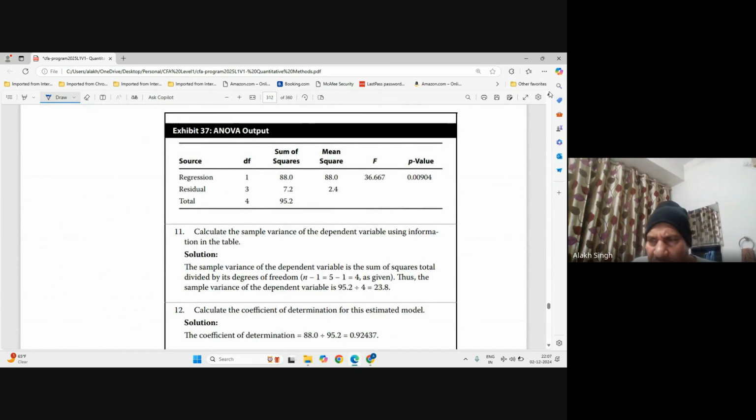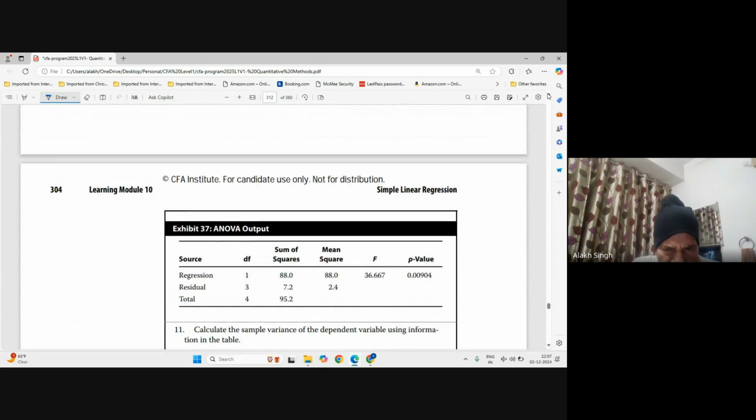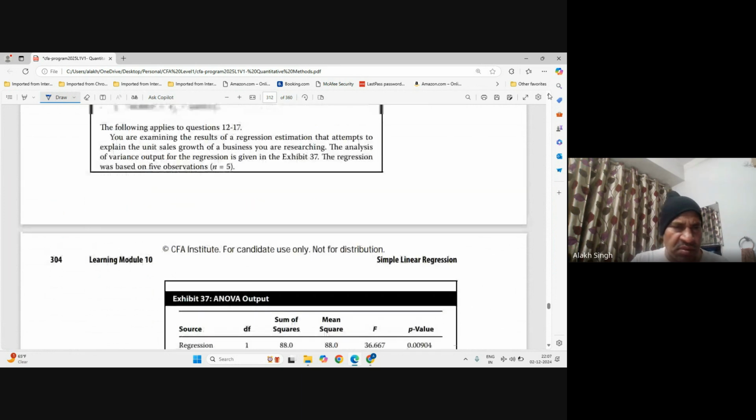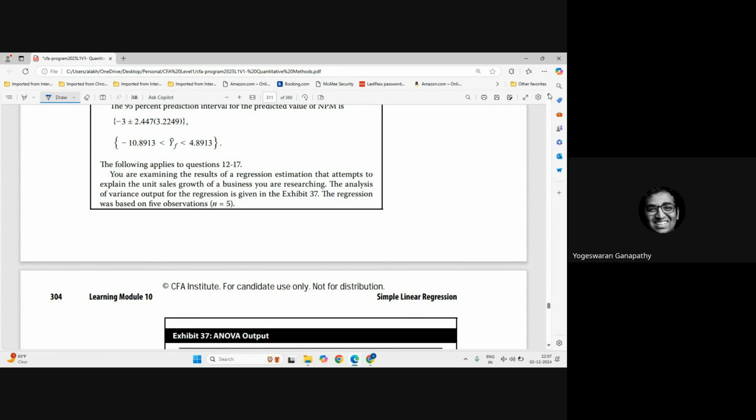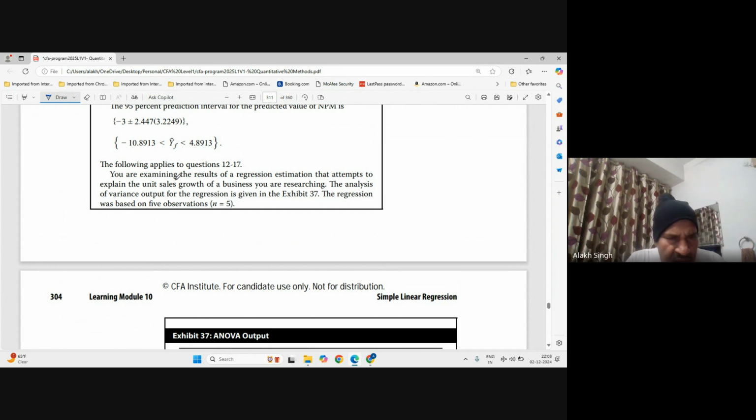Now we will calculate question 11. Calculate the sample variance of the dependent variable using information in the table. Okay, so what is this table? Please read it and then we will see. From here, read the question. You're examining the results of a regression estimation that attempts to explain the unit sales growth of a business you are researching. The analysis of variance output for the regression is given in the table. The regression was based on 5 observations. Okay, so N is 5.